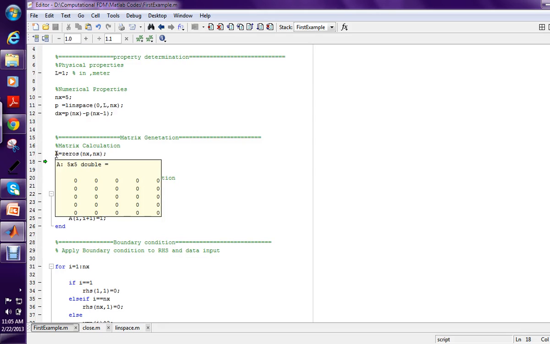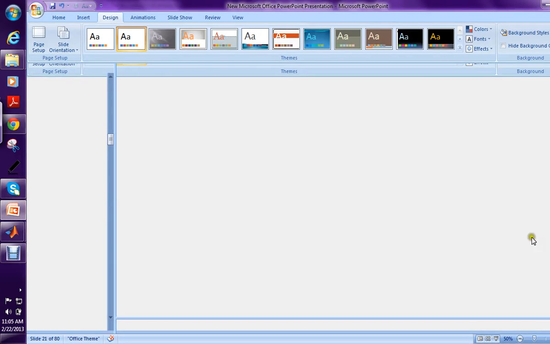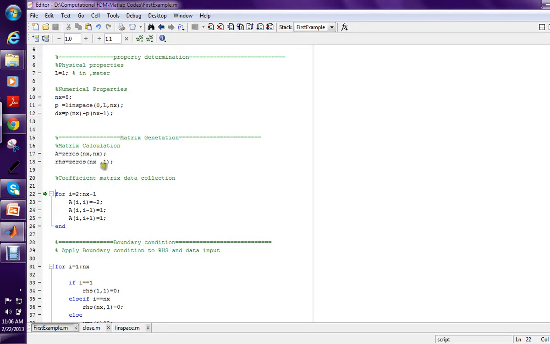So we have a 5 by 5 double matrix, that means 5 rows and 5 columns, with all zero values, but later we have to put our coefficient values in the appropriate places. Okay, so F11. So we have 1, 2, 3, 4, 5, 6 by 1. So we have 6 rows but 1 column. In our case, we have 5 rows and 1 column.